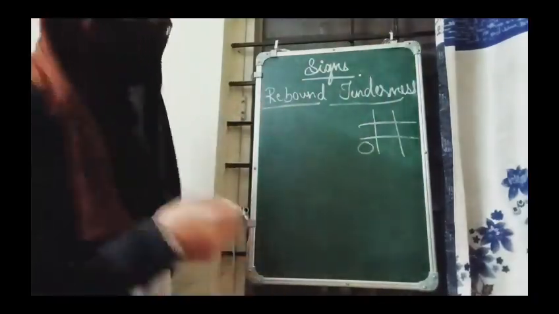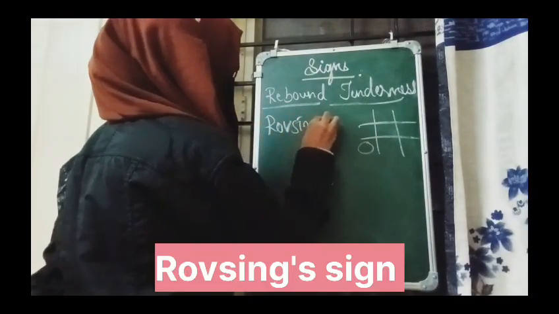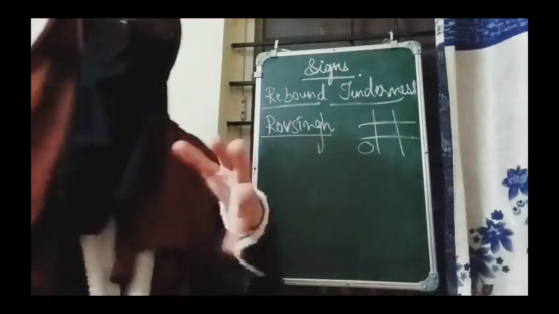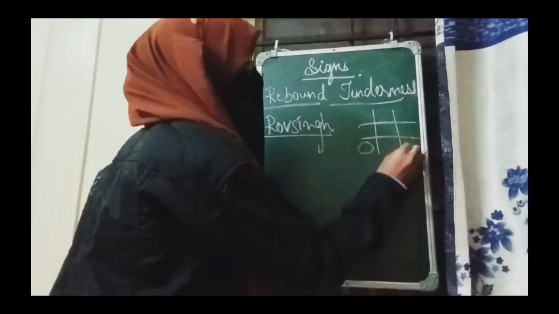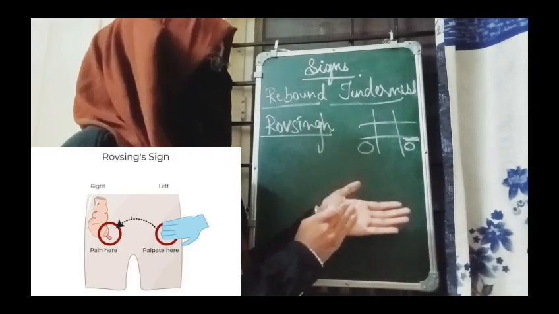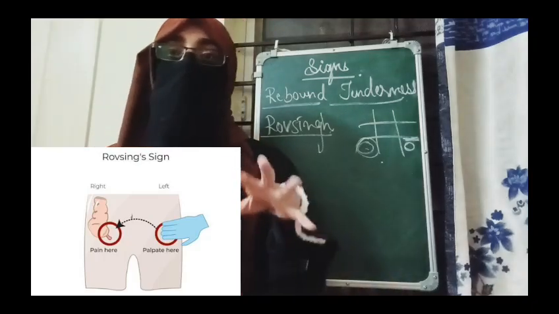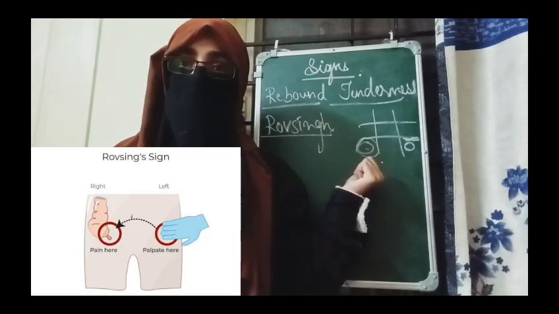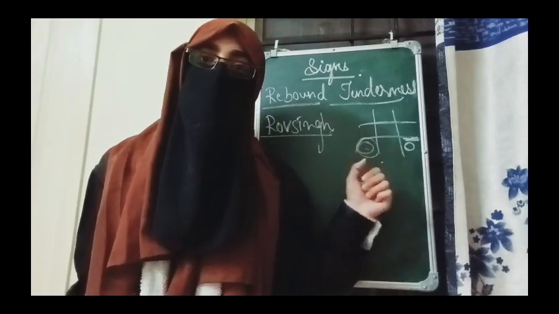Our second sign is Rovsing sign. Now what is Rovsing sign? Here the physician will not palpate the right iliac fossa. Instead, the physician will palpate the left iliac fossa. He will compress that area, and the patient will complain that here it is paining. That is, he says there is pain here. When we palpate the left iliac fossa, the pain will occur at the right iliac fossa.